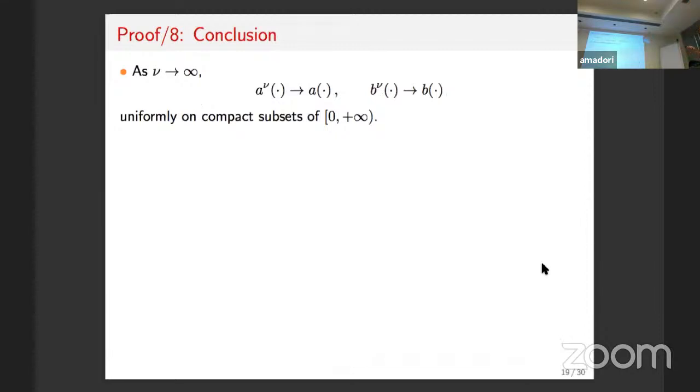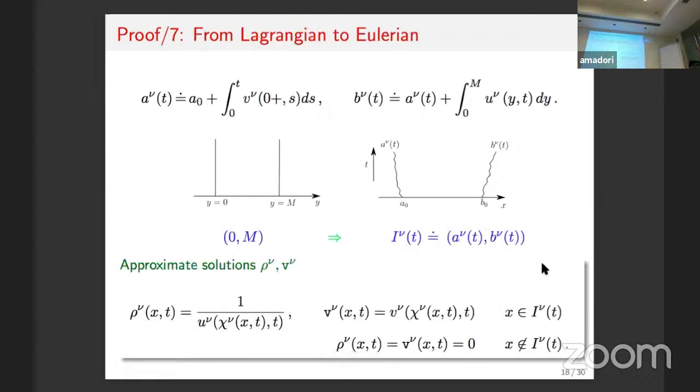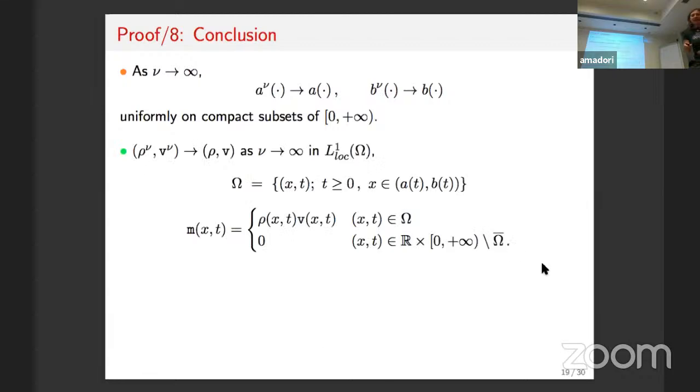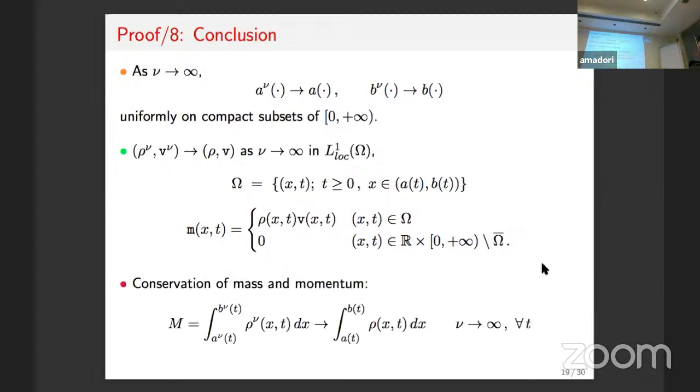We can conclude that our approximate free boundaries converge uniformly on compact sets to some function. Okay, so this is the result. As well, the approximate solutions rho and v converge to the weak entropy solution of the original system. Nothing surprising at this point. And what we can prove is that we have conservation of the maximum.